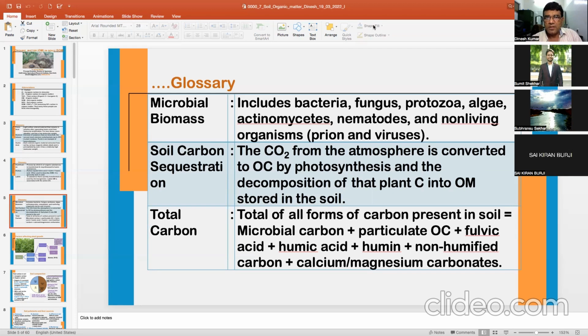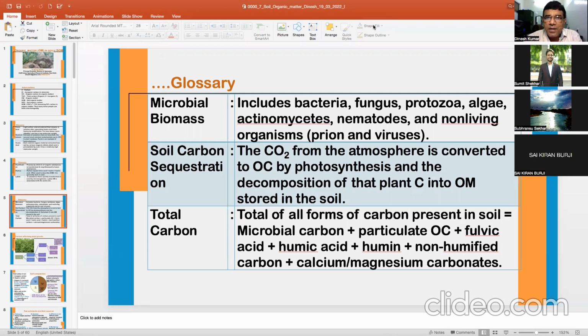Yes. Subhanshu, what is? Storage of carbon in soil. Okay, that is not enough. That is one part.